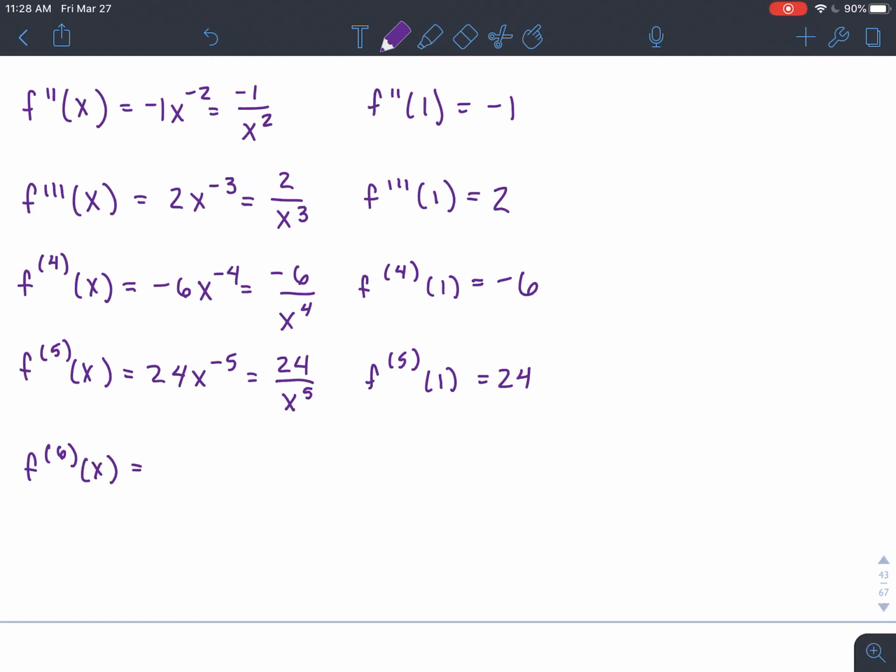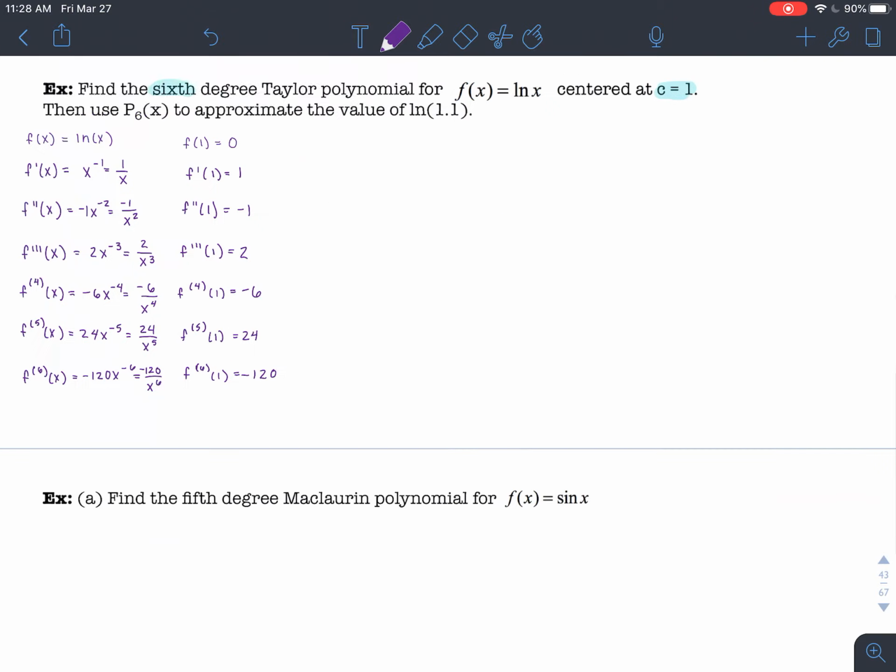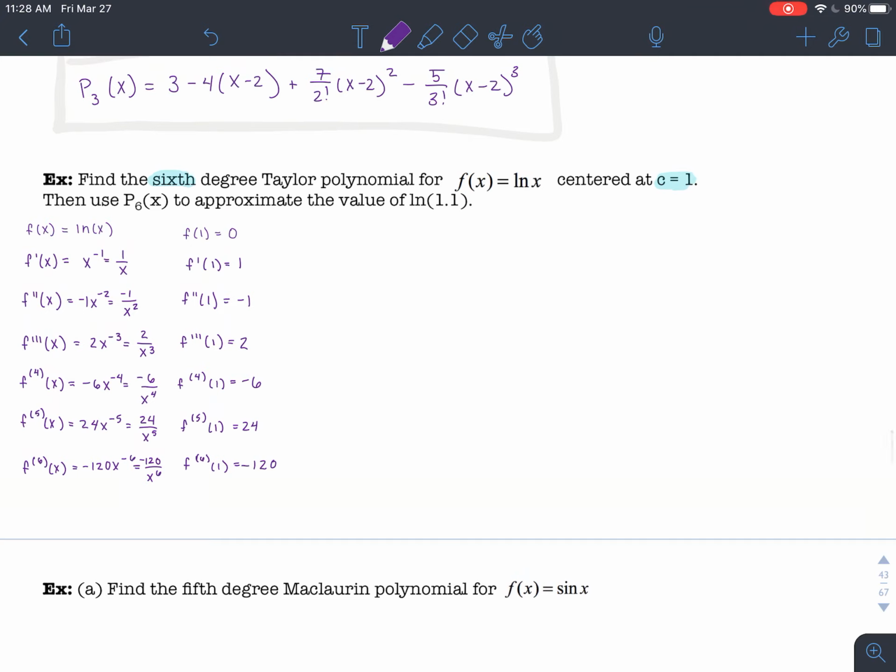Which is going to give me 24 when I evaluate that at 1. And then our last derivative for this problem is the sixth derivative, since we want to find a sixth degree Taylor polynomial. And 24 times negative 5 is going to give us negative 120, x to the negative 6. And then evaluating that at 1 is going to give us negative 120, of course. Okay, so now we're going to use that to put together our Taylor polynomial.